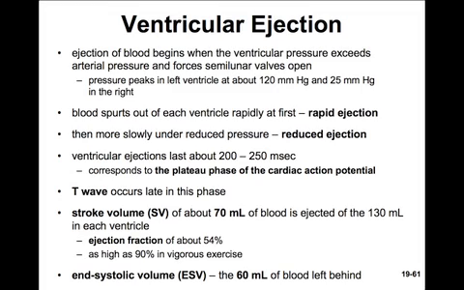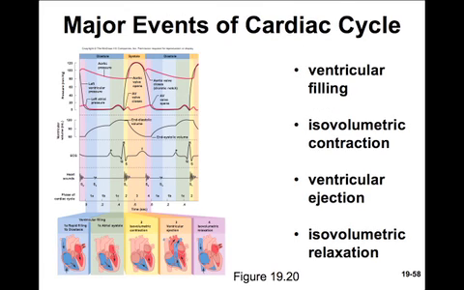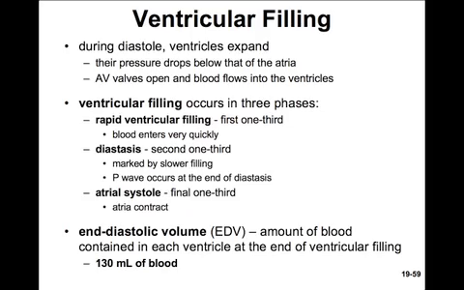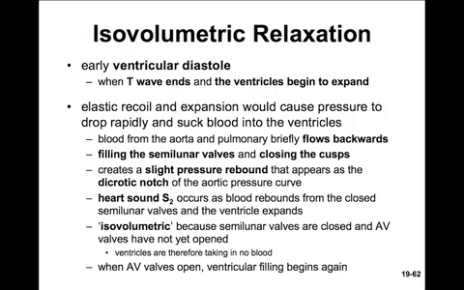The end systolic volume is whatever blood is left behind, in this example 60 milliliters. Our final phase is isovolumetric relaxation. This occurs during early ventricular diastole, during the relaxation phase of the ventricles, when the T wave ends and the ventricles begin to expand. It's the elastic recoil and expansion that happens in this phase that causes the pressure to drop rapidly, that will allow blood to be sucked into the ventricles.